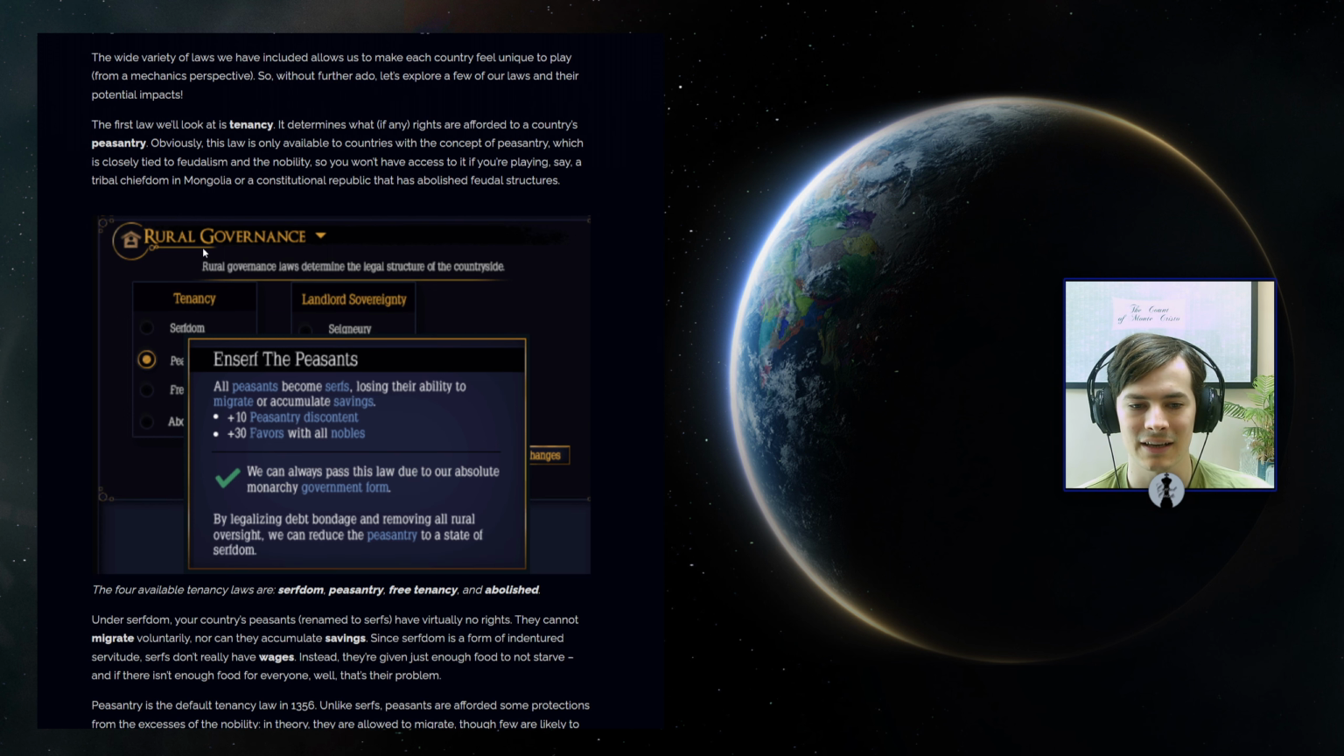So let's take a brief look at tenancy. As you can see, there's 4 options on tenancy, right? Serfdom, peasantry, free tenancy, and abolished. And if you want to relate this to Mayo and Taxa 3.0, some of these are kind of like privileges or rights that your elites have.